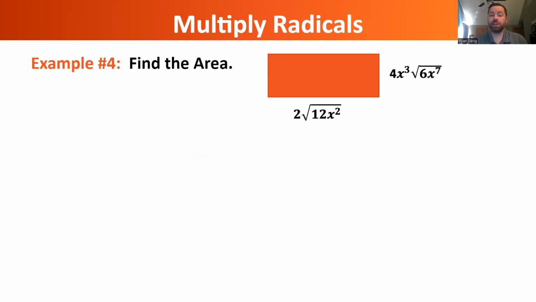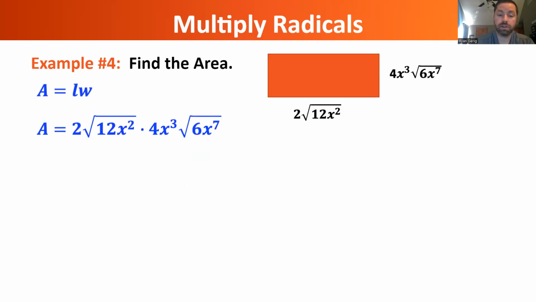Find the area. This is a pretty challenging problem just because of how the length and width are. Reminder that area is length times width. So we're going to do 2 square root of 12x squared times 4x to the third, 6x square root of 6x to the seventh. So I can put the outside stuff together. So the 2 and the 4x to the third can get multiplied together on the outside.